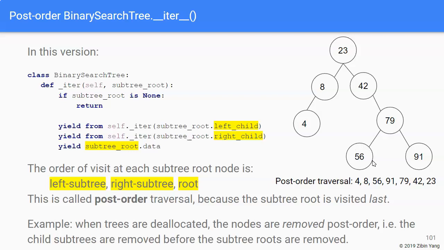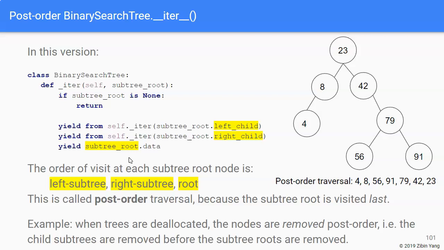And then when the left subtree is done, we go to the right. So 91 is next. Both of these child subtrees are done, so now we go back to the root. So 79, and then going back up, 42 next. And now both of these subtrees are done, and we finally can yield the 23 that's at the root. So that's why these numbers are yielded in this order.